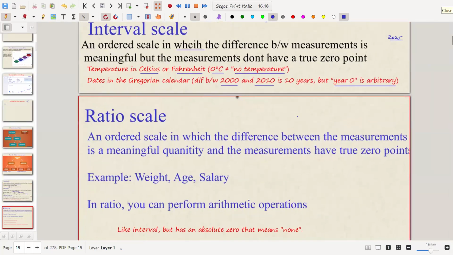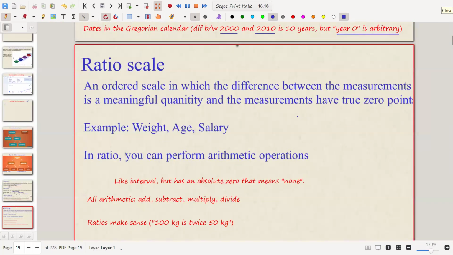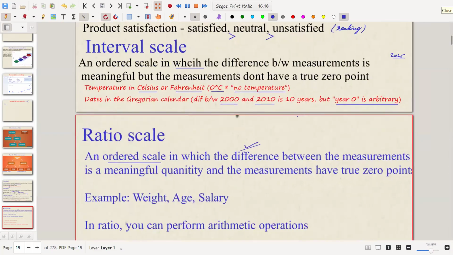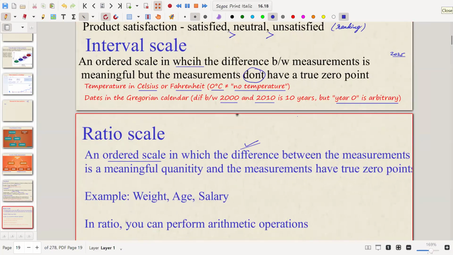Fine. Ratio scale is the topmost in the data levels. It's an ordered scale in which the difference between measurements is a meaningful quantity, but here the 0 point holds meaning. Previously, interval data doesn't have a true zero point, but this has a true zero point. You see the difference between them.